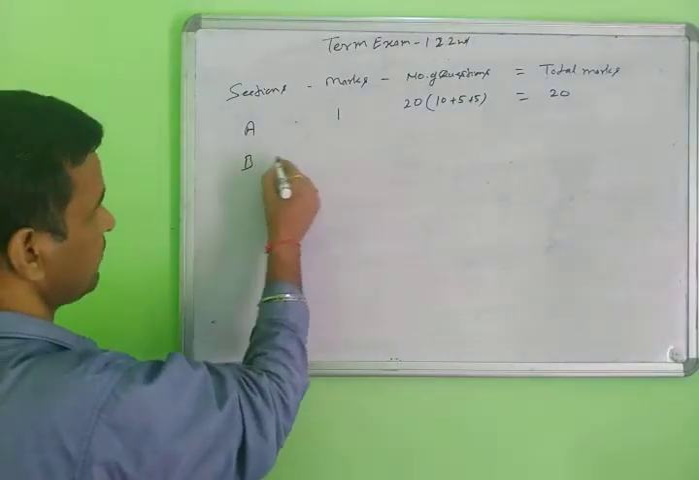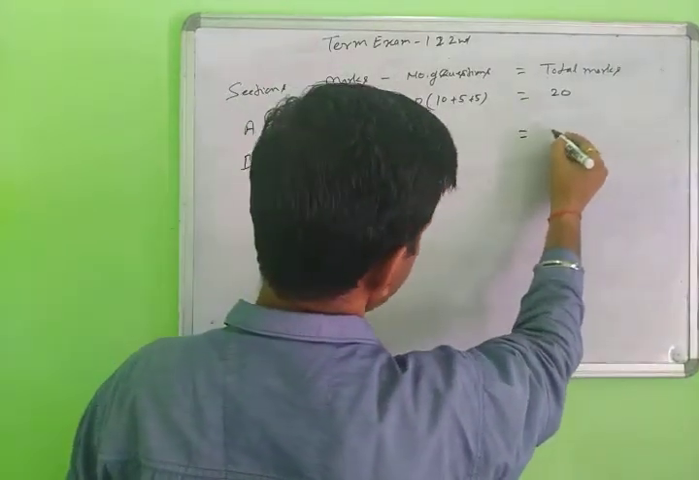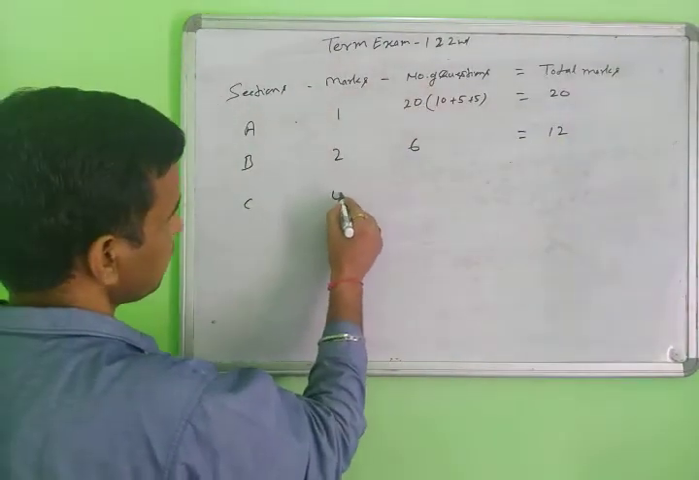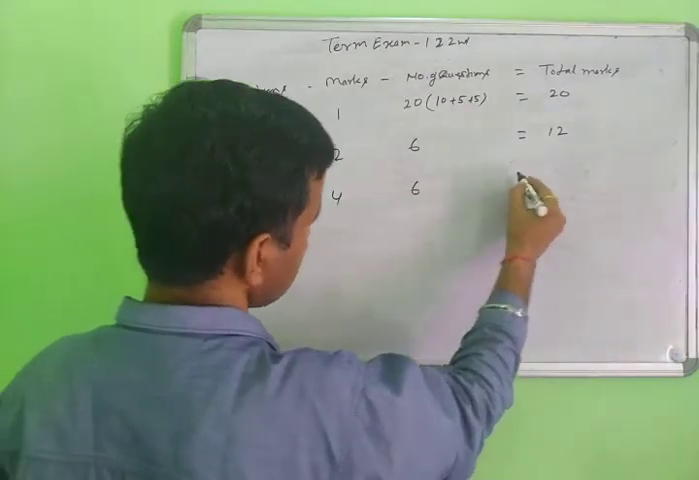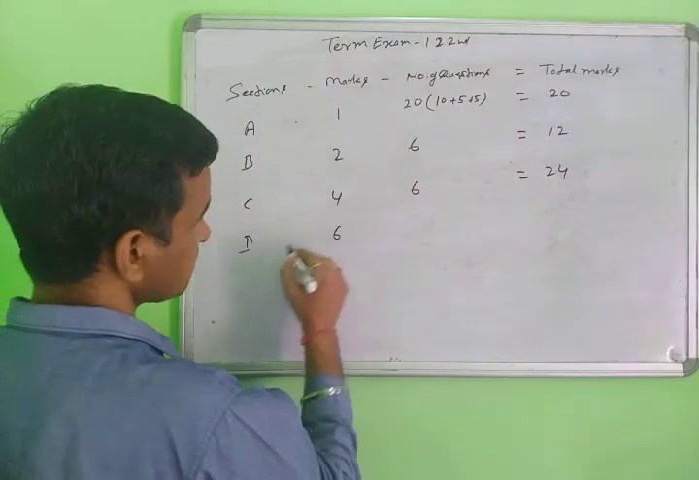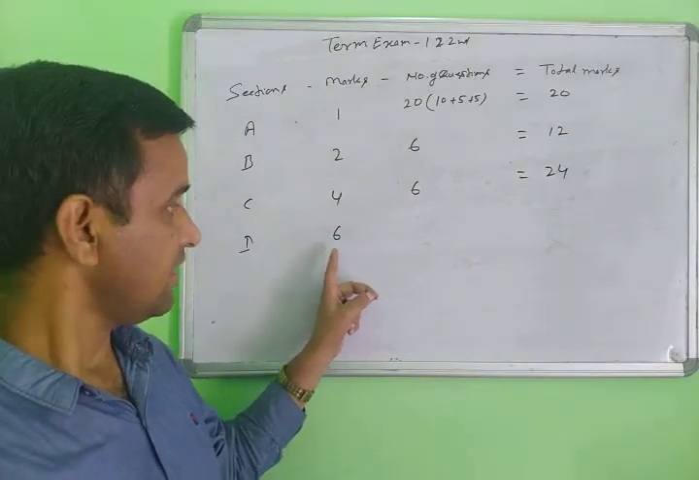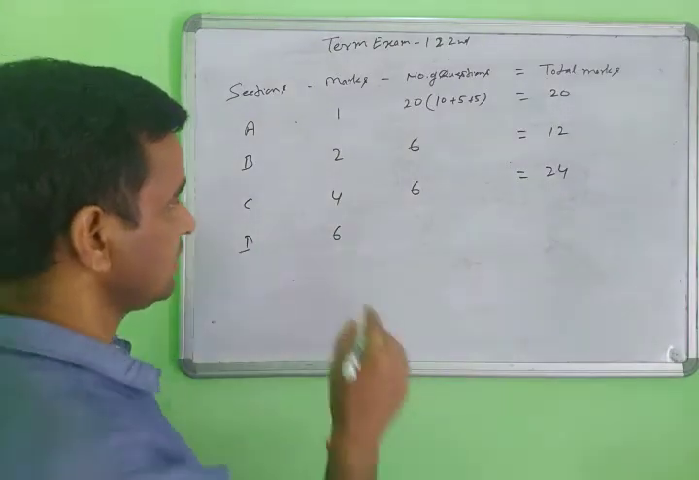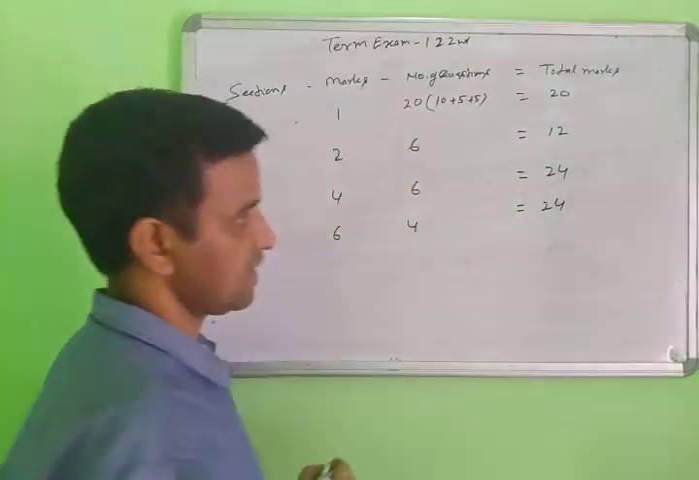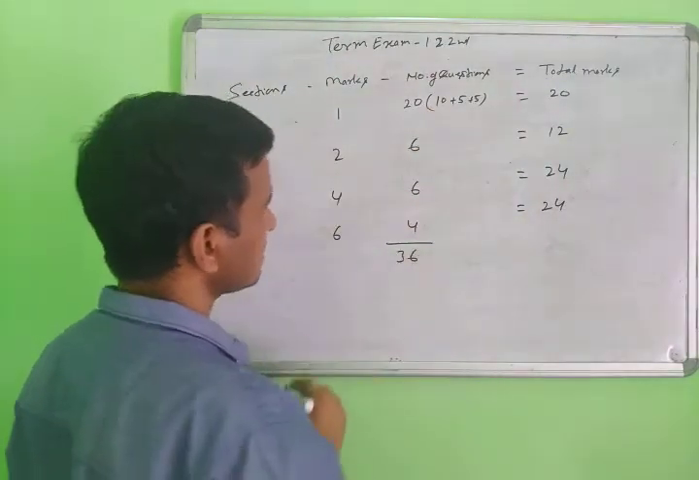Section B has the 2 marks questions. The total number of questions here is 6, and the marks are 12. In Section C, these are the 4 marks questions. There are 6 questions and a total of 24 marks. And Section D has 6 marks questions. This is the difference: in class 9 and 10, there are no 6 marks questions, but in class 11 and 12, the 6 marks questions are also there. There are 4 questions, and this will also be 24 marks.